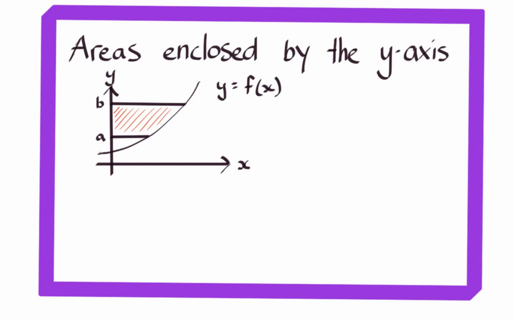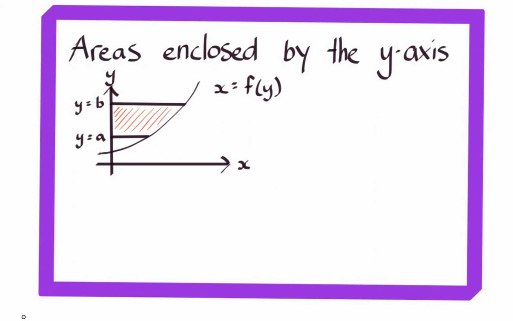Notice that we still have our lower and upper bounds of a and b, but because they're on the y-axis, they are y equals a and y equals b. Now another change for us, because everything is flipped around from what we have been doing previously, that means we need to flip our function around. So how we express this algebraically, we no longer want to express it as y equals f of x, but rather x equals f of y.